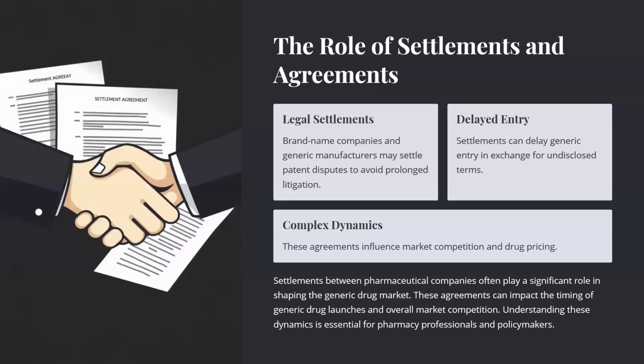Now comes the role of settlements and agreements. When there is a legal battle, there are also legal settlements. Okay, so brand name companies and generic manufacturers may settle patent disputes to avoid prolonged litigation, because it costs a lot of money, and both the parties think that it's better to save money than get into legal litigation. So yes, they both settle patent disputes to avoid prolonged litigation.